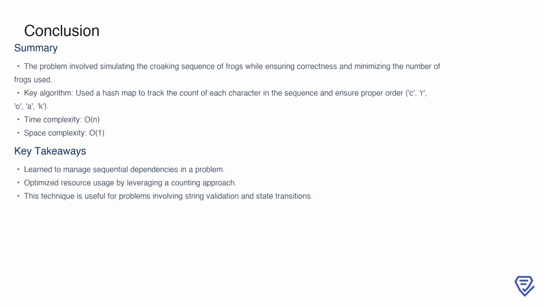Great job! To recap, we tackled the minimum number of frogs croaking problem by simulating the sequence and optimizing the number of frogs required. We explored a hash map-based solution with linear time complexity. Remember to practice similar problems to strengthen your skills.